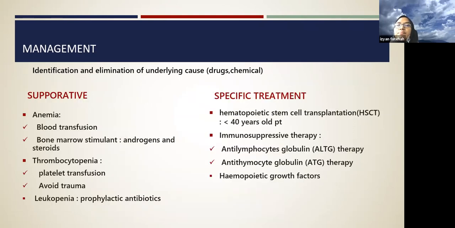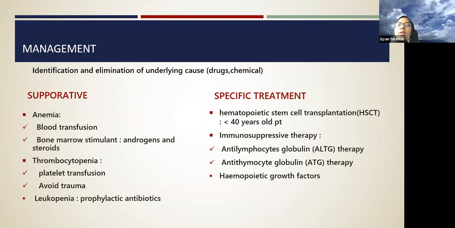Okay, next. So for management, first, we need to identify and eliminate the underlying causes. For example, if it is due to drug, chemical, or toxin, we need to stop the use of the drug. And then we should give supportive treatment in order to eliminate the symptoms that appear.